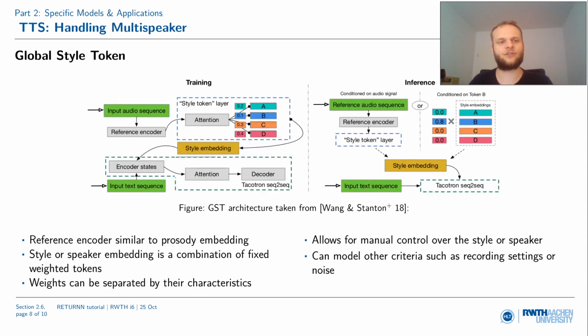Another aspect of text-to-speech is how to handle multi-speaker. So the example we choose here is the global style token embedding. The global style token embedding uses a reference encoder on the target audio sequence to feed an attention mechanism that is selecting a mixture of trained, let's say, feature banks. And the mixture of these feature banks is used to form a style embedding. So this method is unsupervised. So the TTS system uses the input audio sequence to extract the features required for reproducing the speaker style, the prosody, or other characteristics of the audio signal.